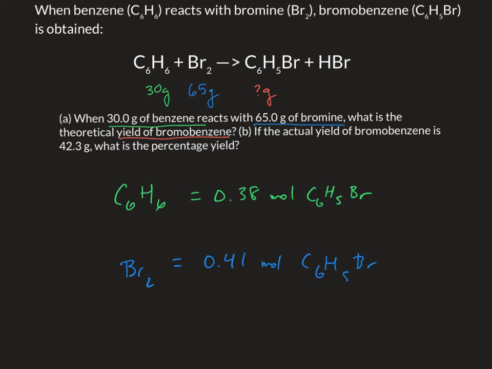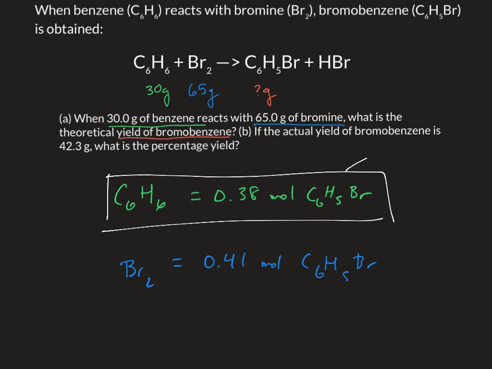0.38 moles is obviously less than 0.41 moles. And so what this tells us is that our benzene, our C6H6, is what's going to limit the amount of bromobenzene we can make. In other words, once we use up these 30 grams of benzene, this is the most product we can form. So this right here is our theoretical yield.